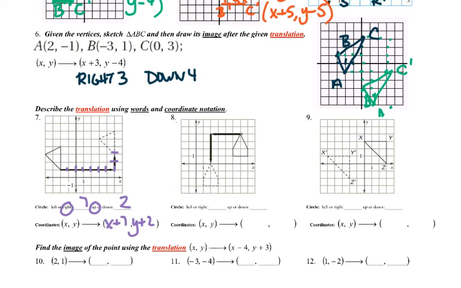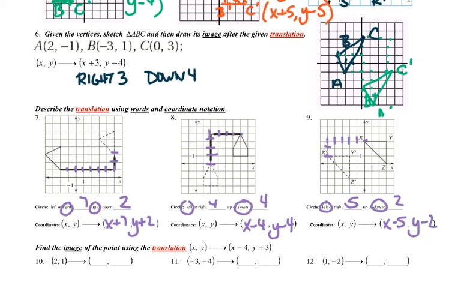Here it started here and it went 1, 2, 3, 4 to the left, and then 1, 2, 3, 4 down. 4 to the left is x minus 4, 4 down is y minus 4. Last one, it didn't have the arrow, so you just got to pick corresponding parts, like the x, 1, 2, 3, 4, 5 to the left, and 1, 2 down. So x minus 5, y minus 2.